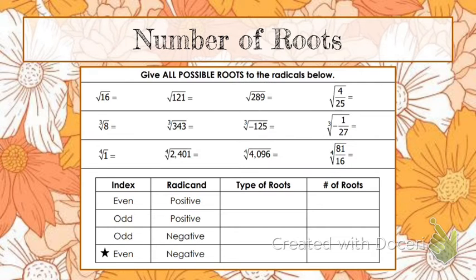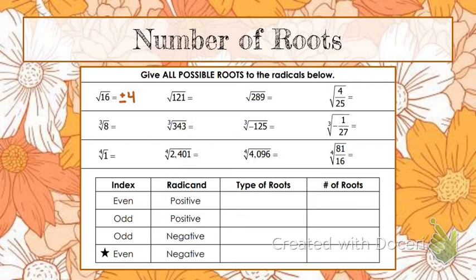The square root of 16. This one's all possible roots. And that's important because the square root of 16 can be 4. But if you square negative 4 times negative 4, that also gives you 16. So positive 4 and negative 4 can be roots of 16. And we write that as plus or minus 4.